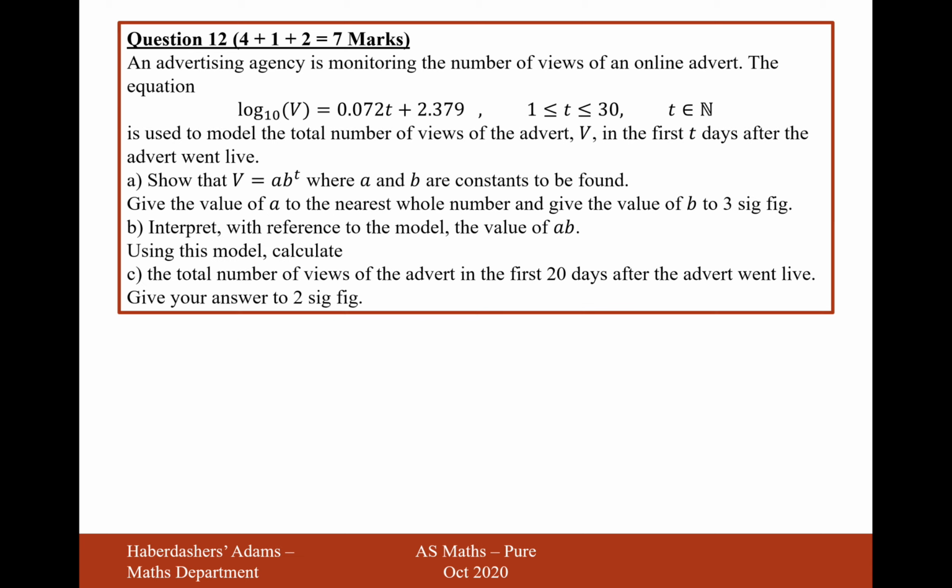Let's move on to part B now. So the equation was V equals 239 times 1.18 to the power of t. Interpret with reference to the model the value of AB. So AB will effectively be when the power on the B is 1, so it's going to be the number of views after 1 day of the advert going live.